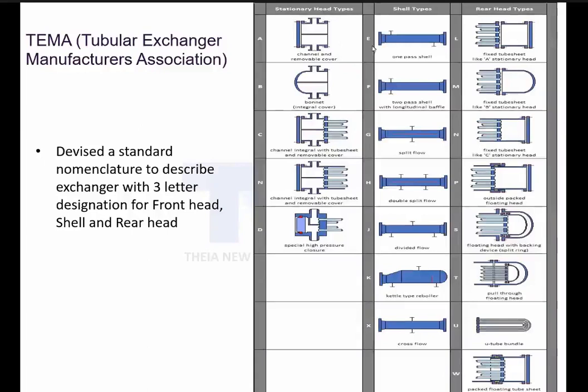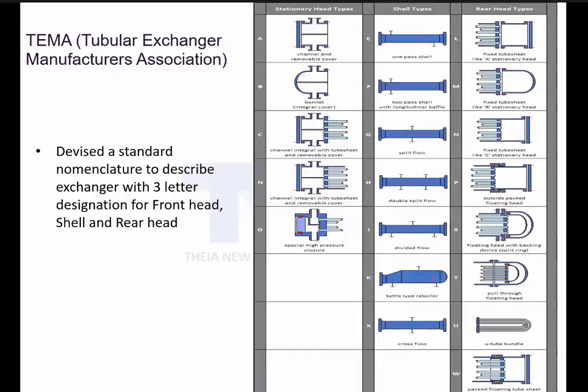I will explain this front end. For the front end, you have A, B, C, N, and D. A and L are the same. You have a bonnet, a channel, and a flange here. The advantage of this is that if I want to pull my exchanger, I can remove this flange, remove the pass partition, and pull my tubes. So this is the advantage.